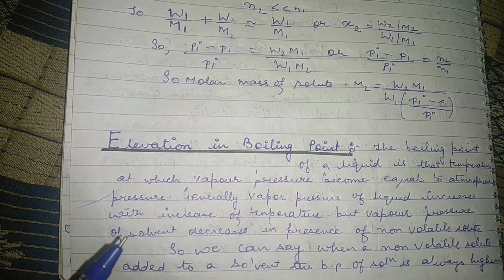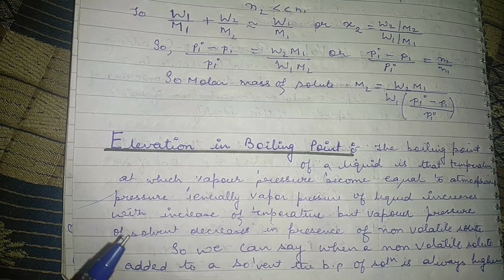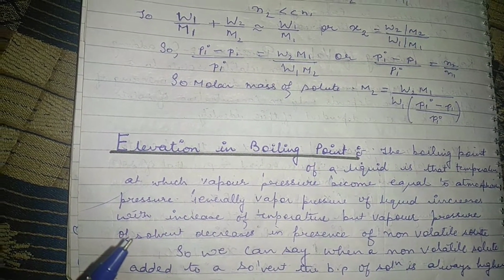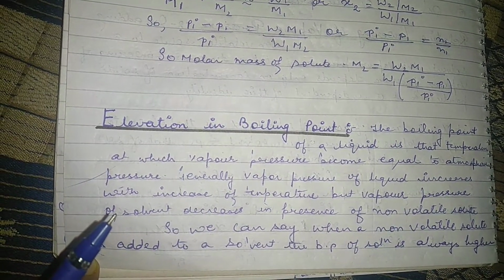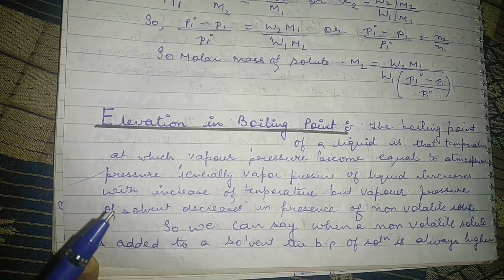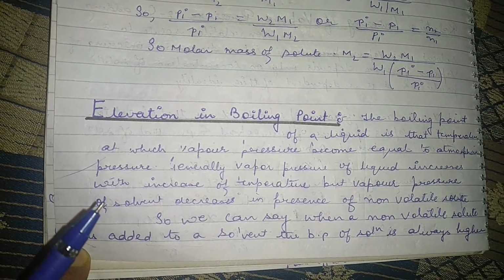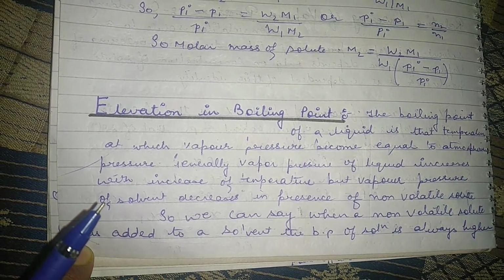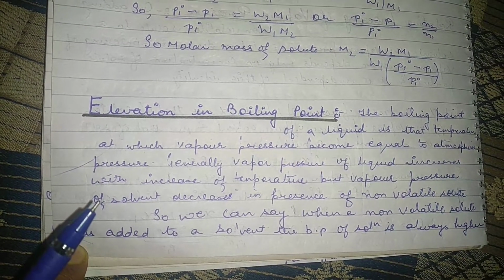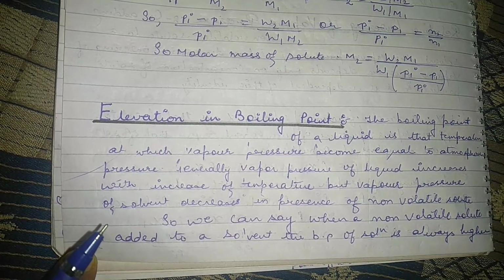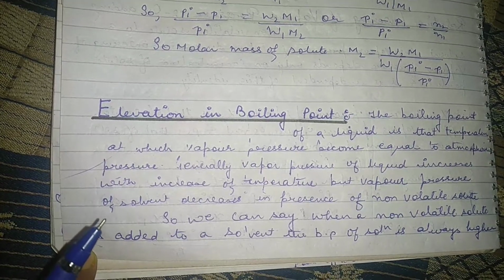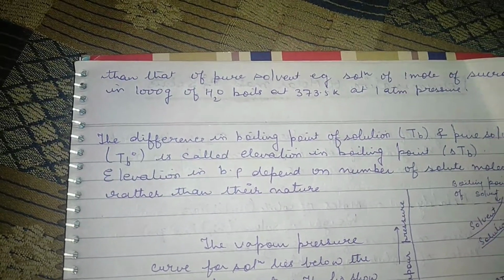Generally we consider vapor pressure of a liquid increases with the increase of temperature, but vapor pressure of a solvent decreases in presence of a non-volatile solute, as we discussed in the previous video. So we can say that whenever a non-volatile solute is added to the solvent, the boiling point of a solution is always higher. Okay, so whenever we add a non-volatile solute in a solvent, what happened? The boiling point of that solution is always higher than that of the pure solvent.